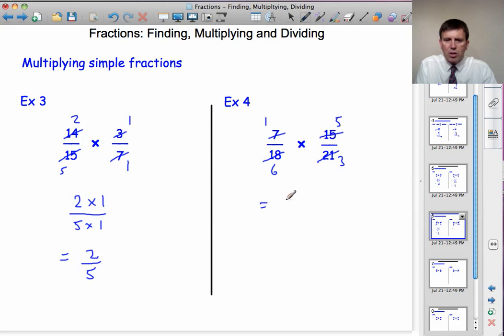Now let's multiply the numerators together. 1 times 5 on the top, and on the bottom we have 6 times 3. So final answer, 1 times 5 is 5, 6 3s are 18, answer 5/18.